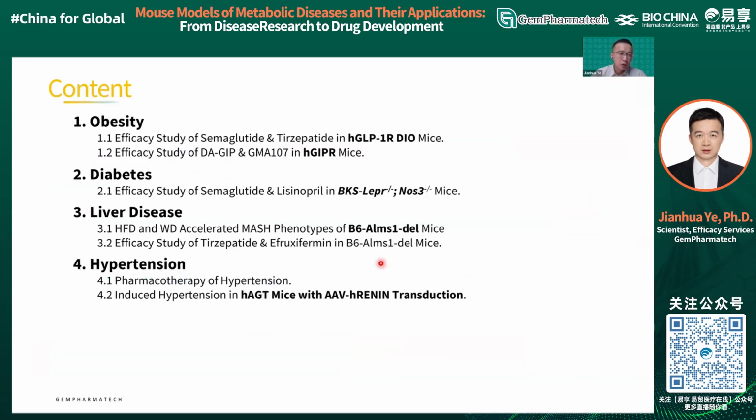The content of my talk today will have 4 parts. First, obesity. I will talk about the humanized GLP-1 receptor mice and the humanized GIP receptor mice. Secondly, diabetes. I will talk about the DB/DB plus NOT3 knockout mice. Then about liver disease, I will focus on the AMS1 knockout mice, which is a very good model. And lastly, in the 4th part, I will talk about hypertension, and I will focus on the humanized AGT mice with the AAV H-renin transduction model.